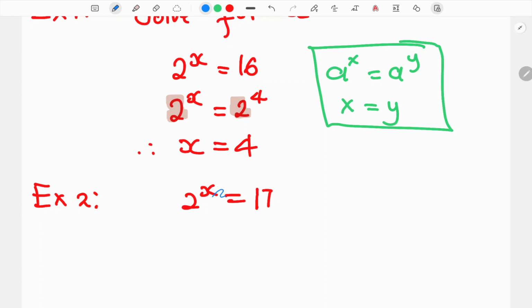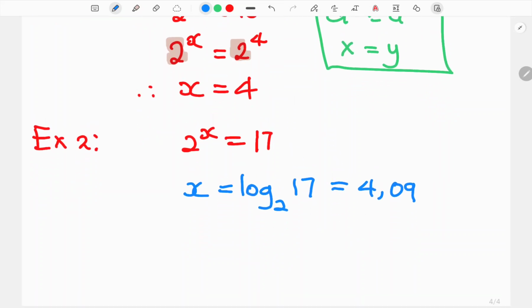So we have the exponent, right? To convert into logs, we're going to say x is equal to log, what is our base? It's 2, and then 17. You understand? Now we can punch this in our calculator. So log base 2 of 17 is equal to 4.09. So that's the value of x in this case.